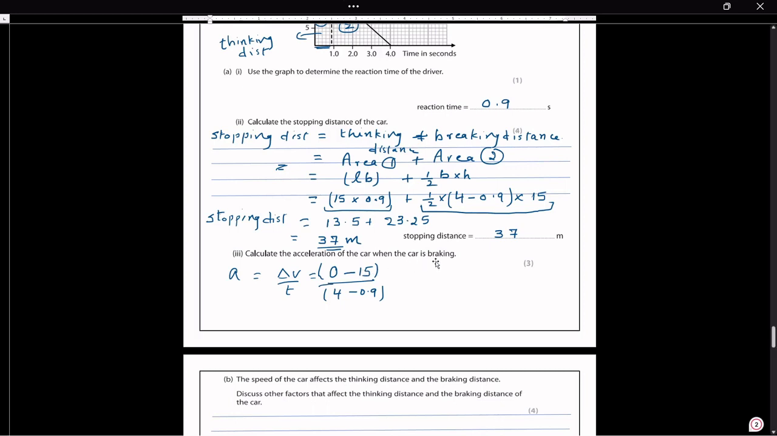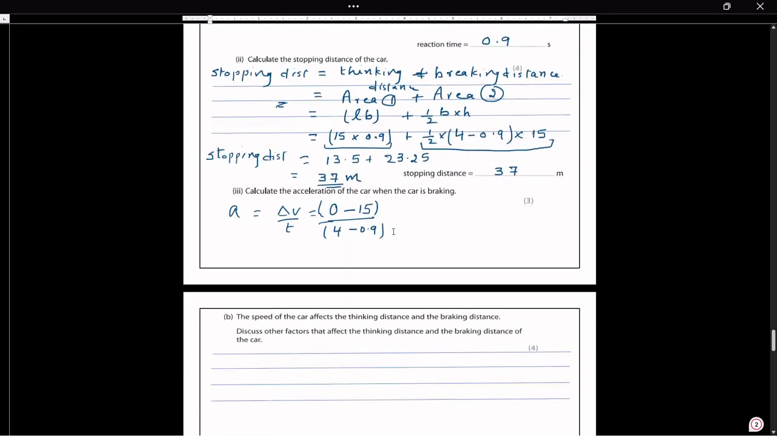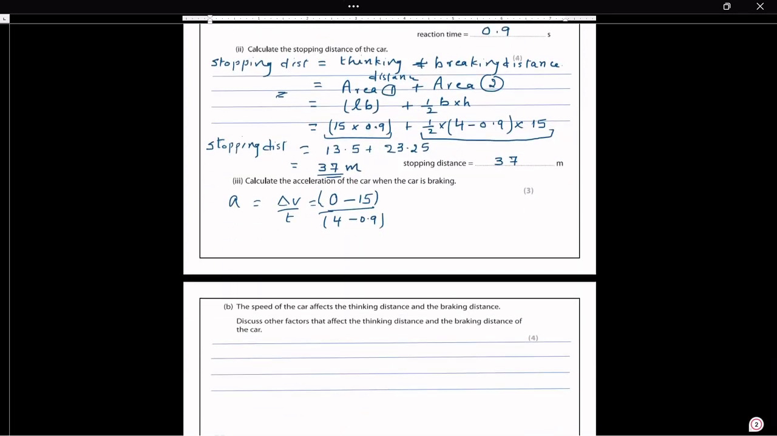Acceleration of the car when the car is braking. Braking is the second part of the graph. This will give you an answer of negative 4.8 meters per second squared. This is the answer.